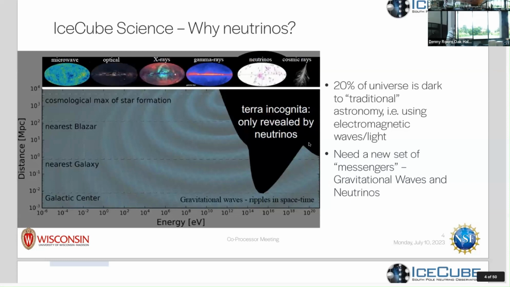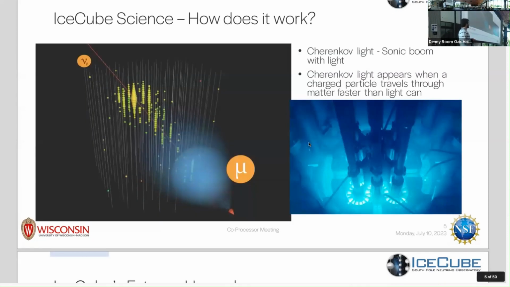Okay, so in terms of multi-messenger astrophysics, why do we care about neutrinos? There is a portion of our universe that is basically opaque to traditional astronomy. So if we want to probe those regions of the universe, we're going to have to use messengers that can penetrate those opaque regions. There are a couple of messengers that we can use. We already saw some information about gravitational waves, and neutrinos are also a good candidate. So how does this all work?